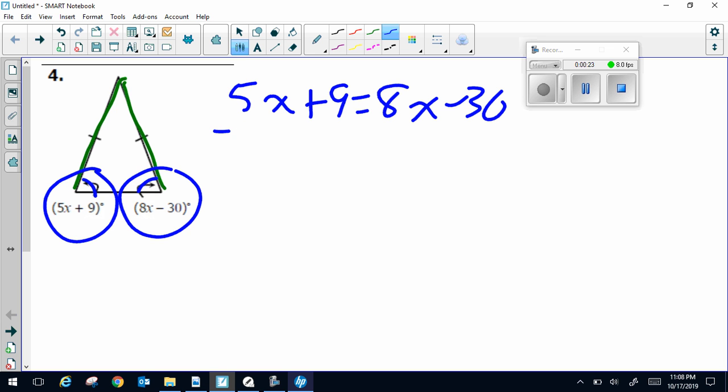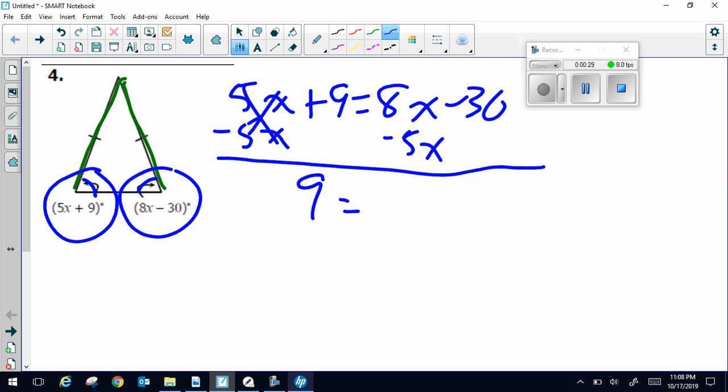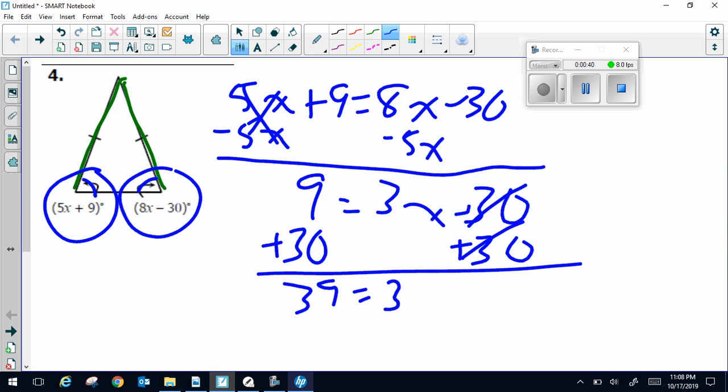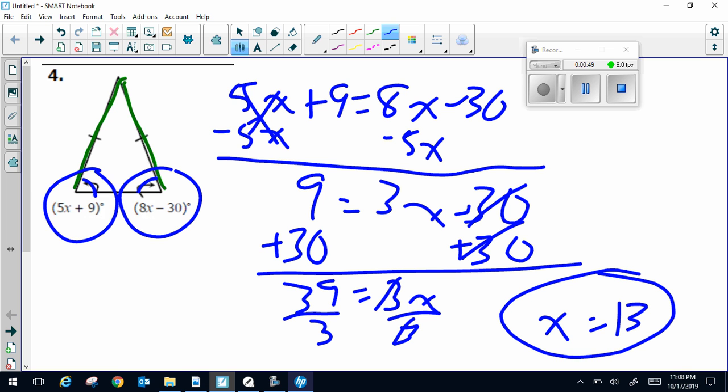Okay, so solve for x. Subtract the 5x from both sides, which gives me 9 equals positive 3x minus 30. We'll add 30 to both sides. So you get 39 is equal to 3x. And divide by 3, and you get that x is equal to 13. Okay, that would be our first example.